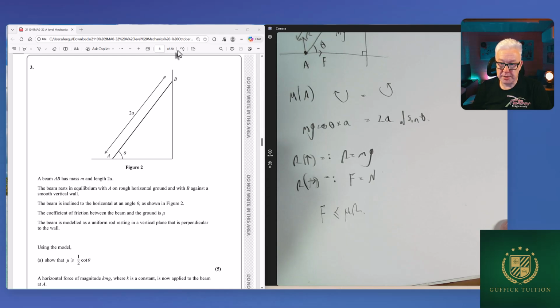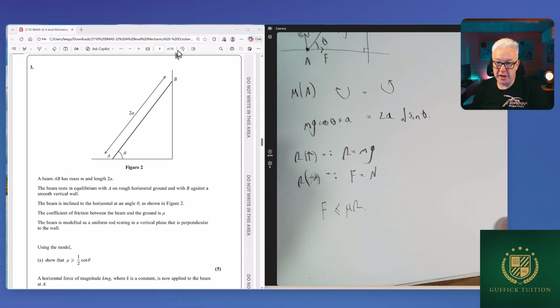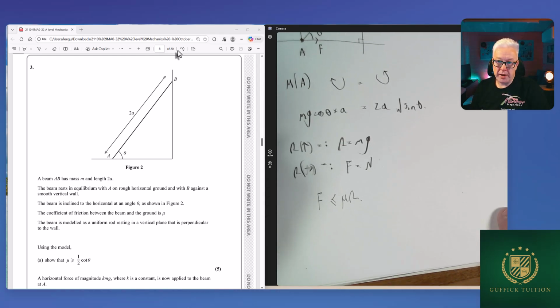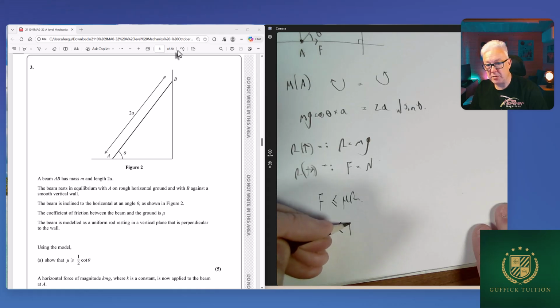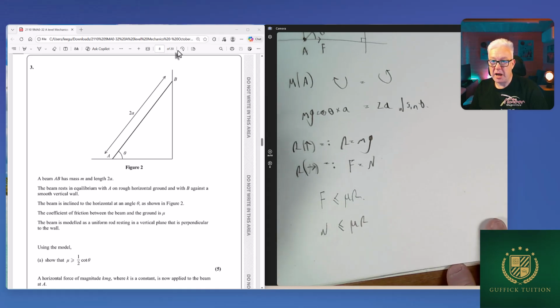So that's going to be fine. So from there, what else do we know? We know that f is equal to n. So subbing that in, we can say that n is less than or equal to mu r. And we could rearrange this expression up here to get an expression for n.